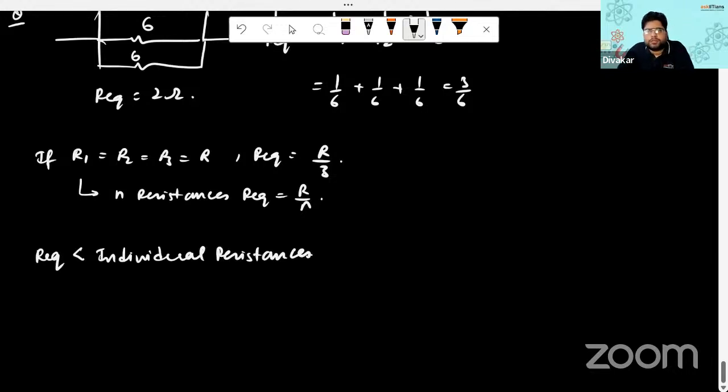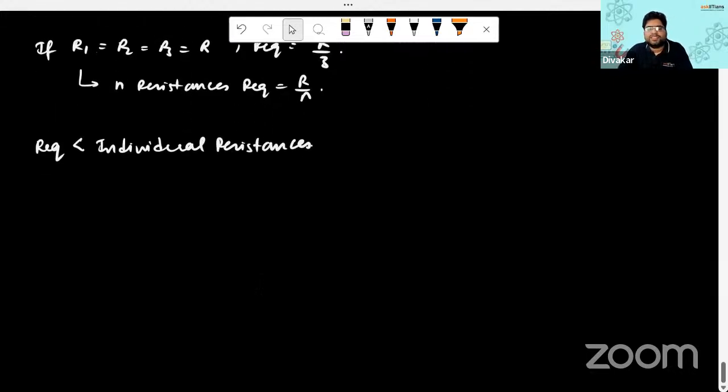Very important point. So what we learned till now, quickly: we learned charge, we learned current, we learned potential, we learned Ohm's law, we learned how to see the circuit, right? We learned how to basically apply Ohm's law in the circuit situation and calculate equivalent resistance in series and parallel combination.